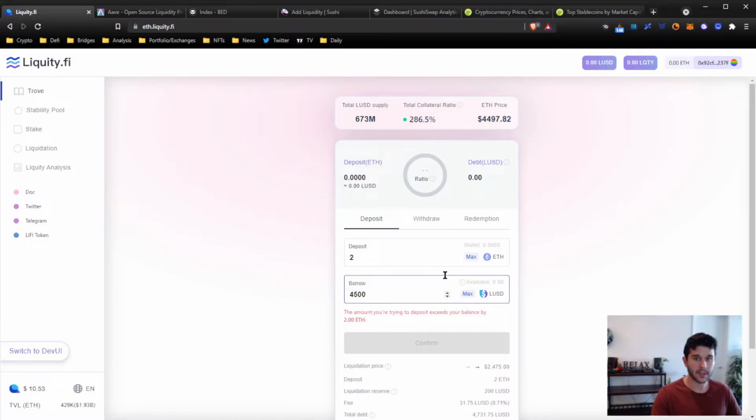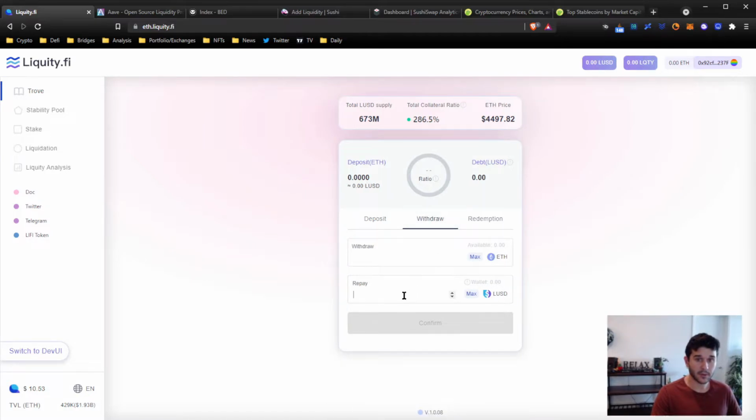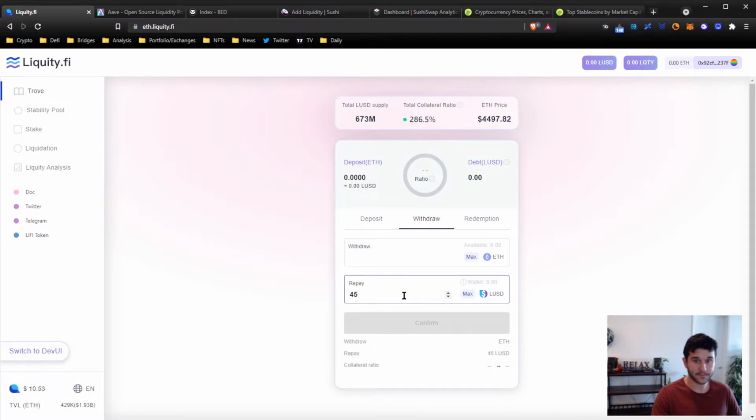Once you have your LUSD, like I said, you can do whatever you want with it. To then redeem your 2 ETH, you would just need to acquire the amount of LUSD that you borrowed. So in this case, 4,500. Repay our 4,500 here, and then we would be able to withdraw our 2 ETH. It's that simple.